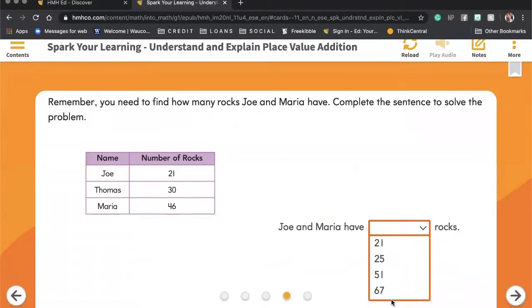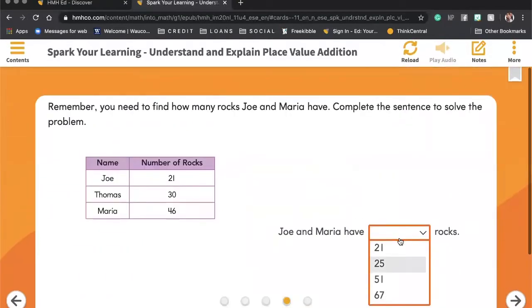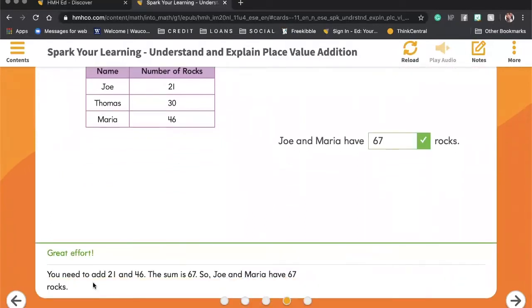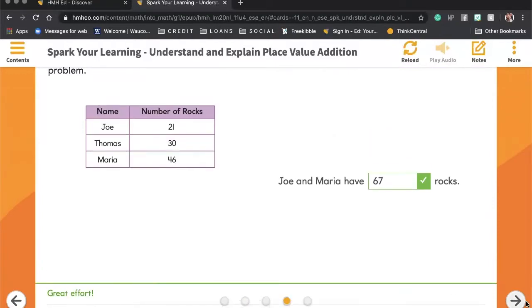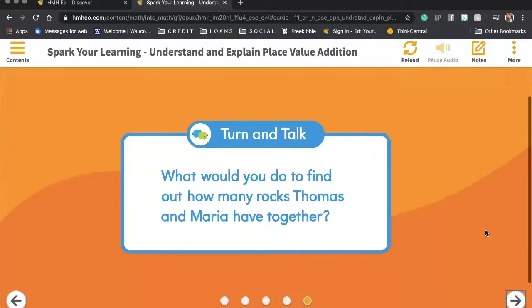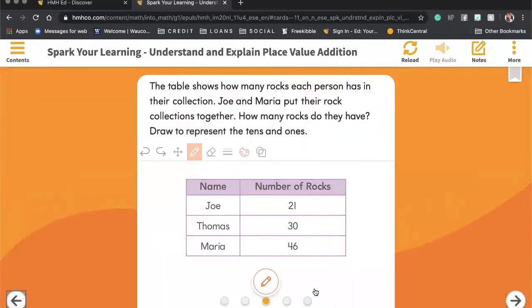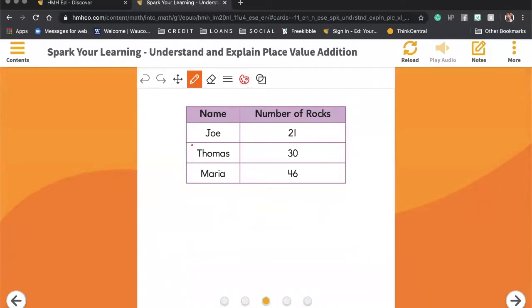Let's go ahead and check our work. You need to add 21 and 46. The sum is 67. So Joe and Maria have 67 rocks. What would you do to find out how many rocks Thomas and Maria have together? Let's go ahead and jump back. And let's look at Thomas and Maria. I'll circle those 2.